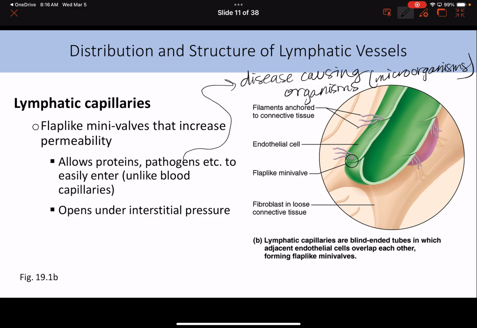Okay, with our regular capillaries, we have continuous capillaries, we have fenestrated capillaries, we have sinusoid capillaries that kind of determine how permeable those capillaries are. Here, they open and anything is let through. Okay, so they're very permeable. And how they function is that they open under interstitial pressure. So what that means is, I'm going to make a drawing to show you how this works.